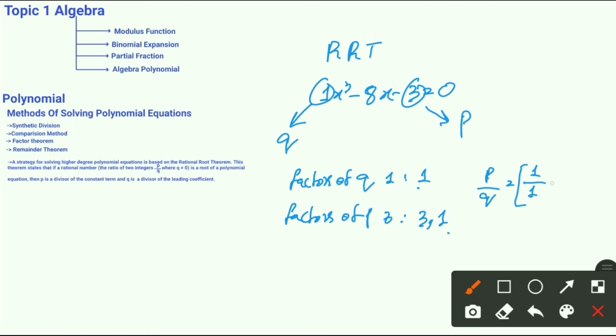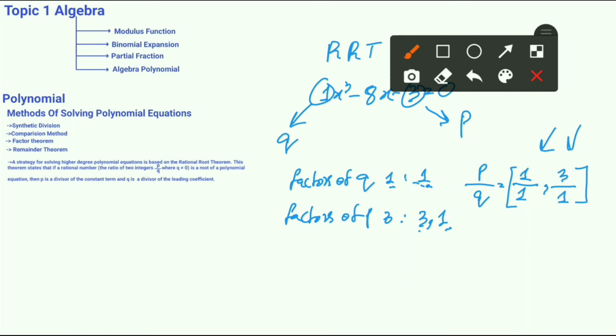It could be 1 and 1, it could be 3 and 1. Two values, of which only one could be the possible root of the polynomial. So x is equal to 1, x is equal to 3. Now we need to check which one is the root of the equation, and in order to check this, we're going to use the factor theorem.